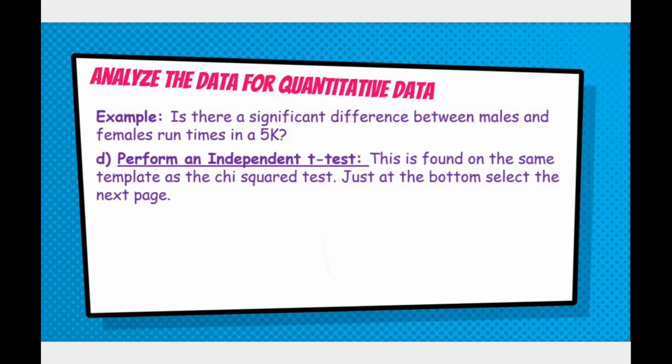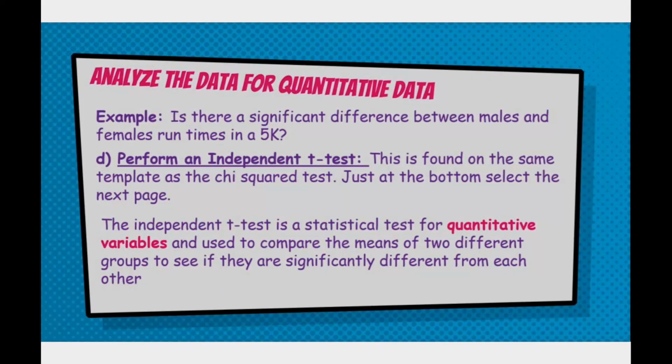And now we're going to go to the calendar, and this time we're going to select, I think it's Tuesday, for the independent t-test. This is the same type of test, but for quantitative data and not categorical. And we're going to type in our information as we see fit on there. The independent t-test is a statistical test for quantitative variables, and you compare the means of 2 different groups to see if they're significantly different from each other.